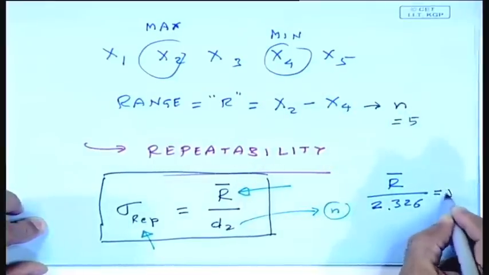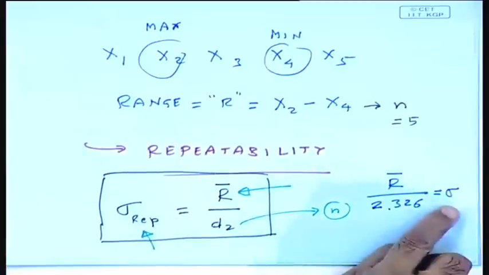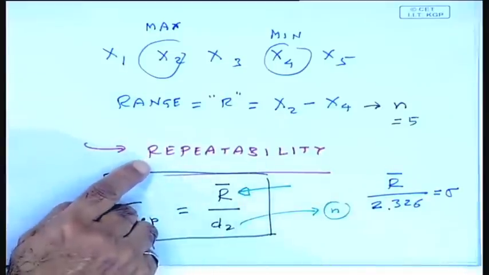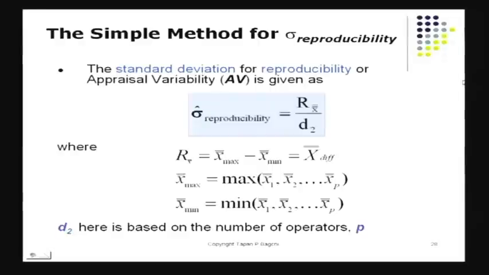This is going to give me an idea of sigma. Sigma is what I'm after. And what is this sigma due to? This sigma is due to the gauge. It is due to what we call repeatability. So now you have an idea how I can go from repeated measurements to the calculation of R bar, and then use the information about D2 to get my sigma. This sigma is a very important one. It gives me an idea of the amount of variation contributed by the gauge, applied repeatedly on the same object.